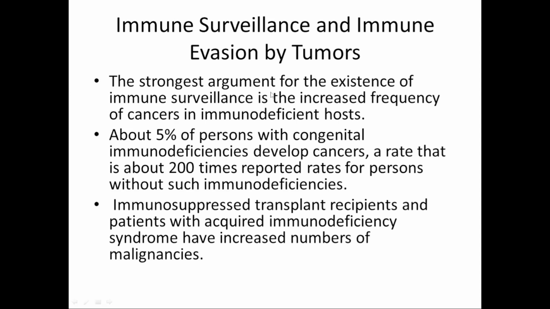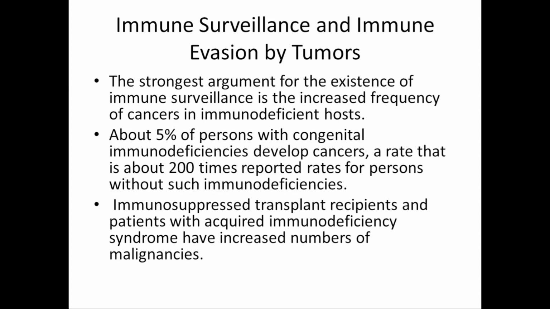As proof for this, a lot of cancers are more common in immunodeficient hosts. الناس عندهم immunodeficiency are more likely to have cancers than persons who are immunocompetent. So about 5% of persons with congenital immunodeficiencies develop cancer, a rate that is about 200 times that of persons with no immunodeficiencies. So 200 times، الناس عندهم immunodeficiency سواء كان inherited أو acquired immunodeficiency أو مثلا due to corticosteroid therapy, whatsoever, diabetes, are 200 times more than the immunocompetent persons.